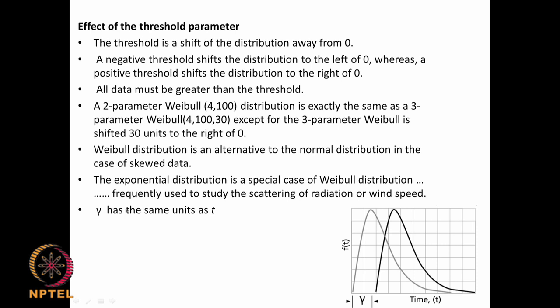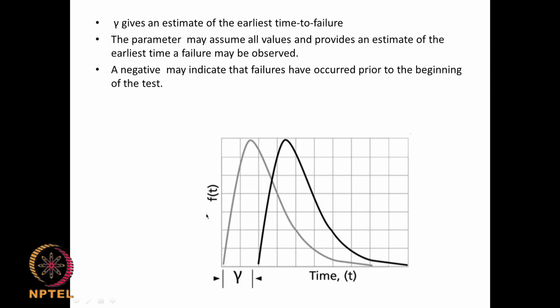Okay, gamma has the same units as time. Okay. It tells you gamma gives an estimate of the earliest time to failure. So, suppose gamma is 10, then we can say one of your parts will start failing from the 10th hour.